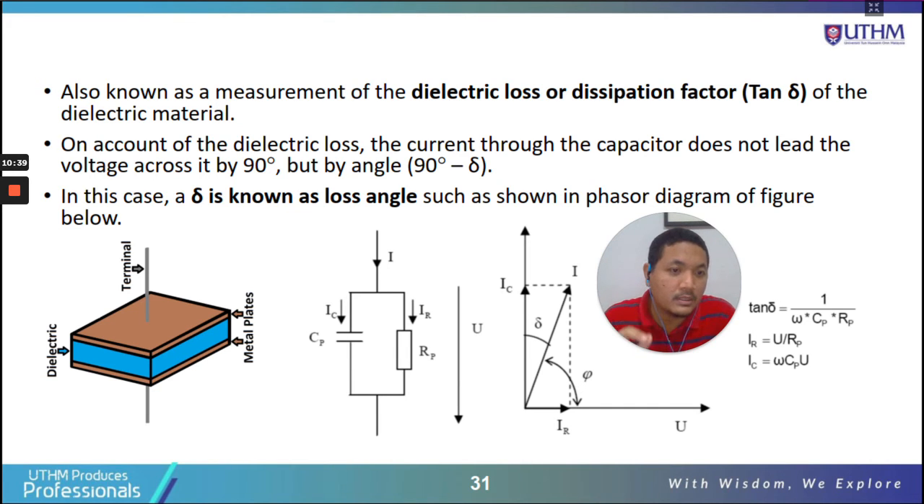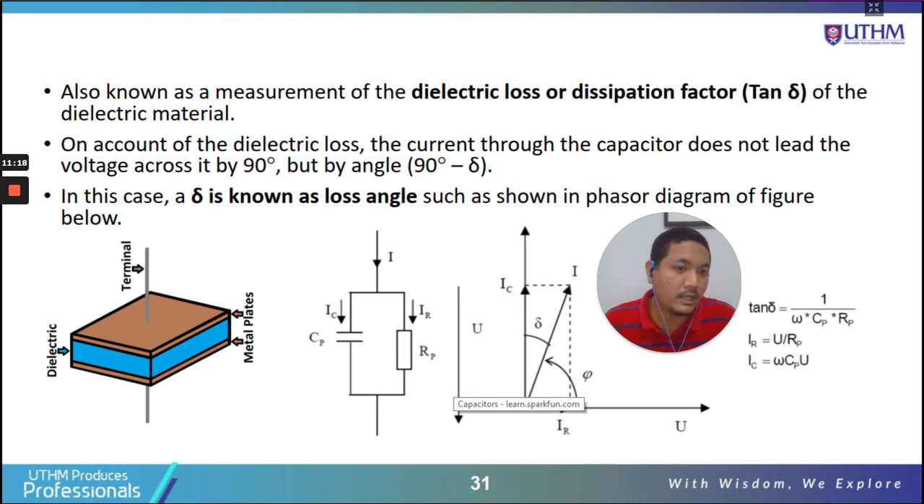So the tan delta is basically IR over IC. Tan delta is basically the ratio of IR over IC. So this is IR, this is IC. Another equation for tan delta is 1 over omega times Cp times Rp. Basically you can derive this.